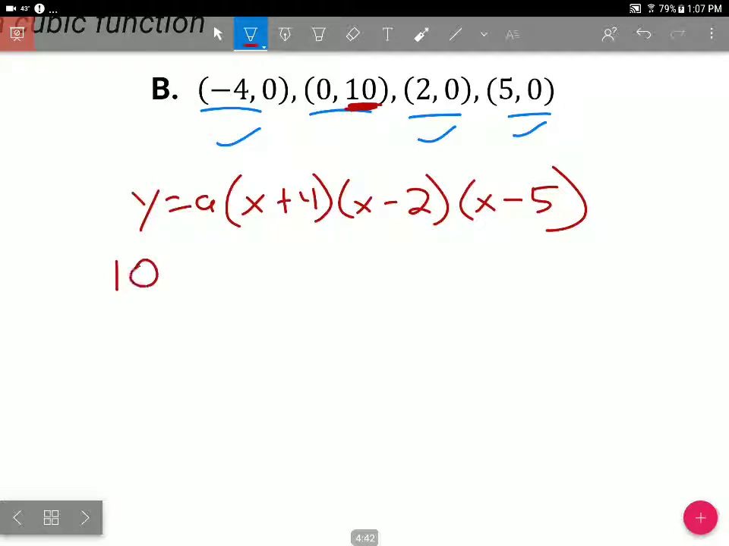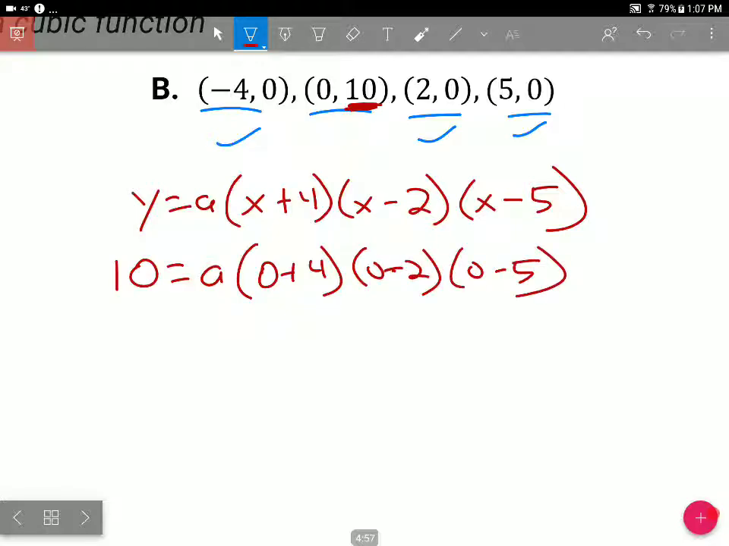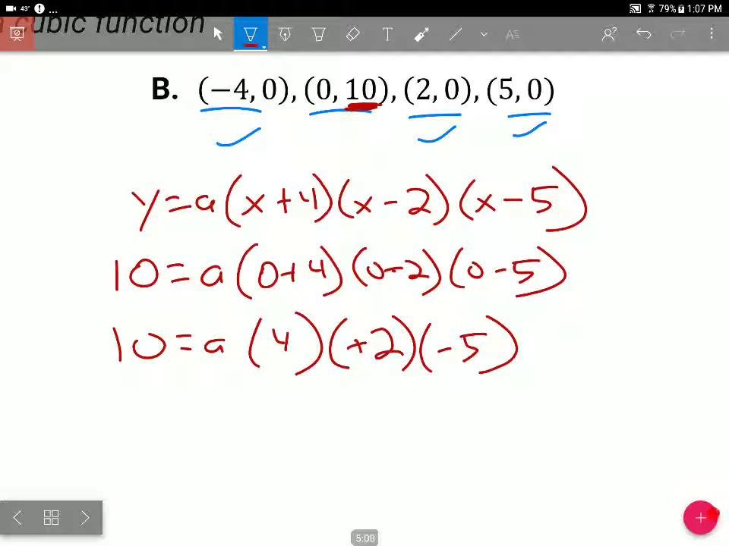Now, they're giving us y-intercepts. It does not have to be a y-intercept. It could be any point they want to give us. We just need one more. 0 plus 4, 0 minus 2, 0 minus 5. So we'll clean it up a little bit from there. What's 0 plus 4? 4. What's 0 minus 2? 2. And 0 minus 5? 5. And the nice thing about that, the two negatives go away again. Okay, what do we need to divide by?